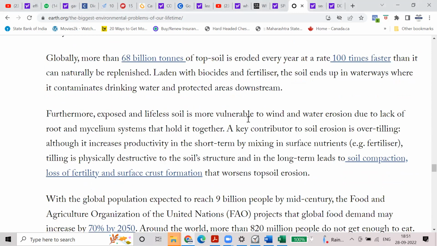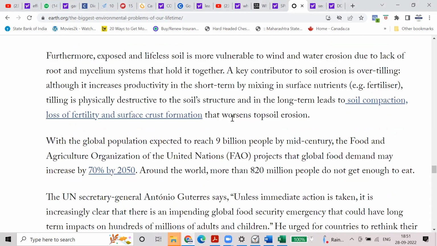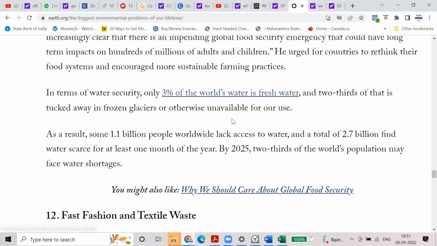I don't want you to really remember all the statistics. Only remember something which is repeated. Lifeless soil. You know, there's a Save Soil campaign by Sadhguru. Soil is becoming barren everywhere. So if there's no good soil, there's no good food. No good food means we won't live. And hence we are talking about this.